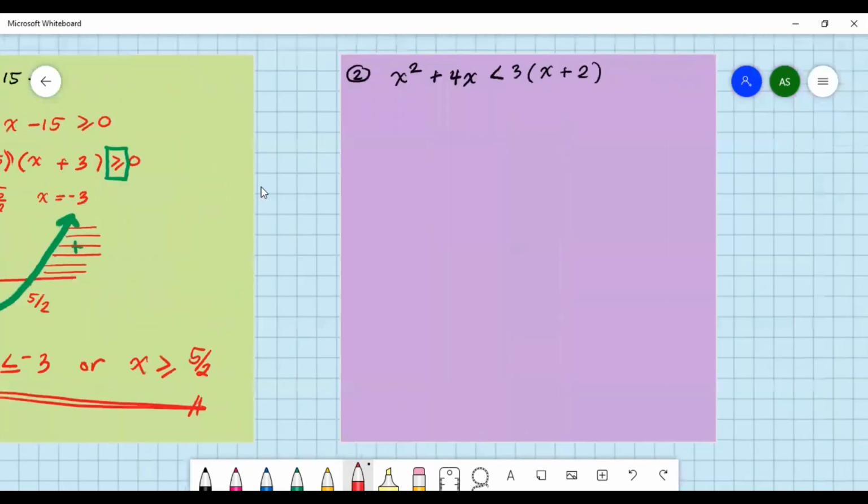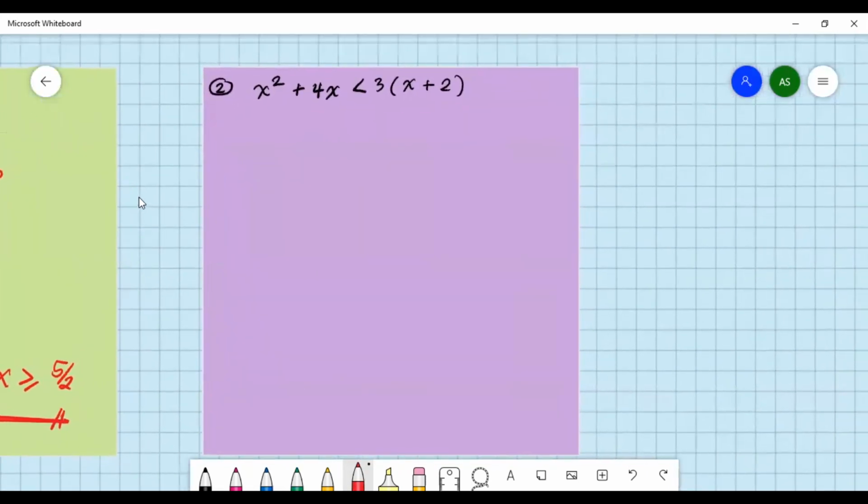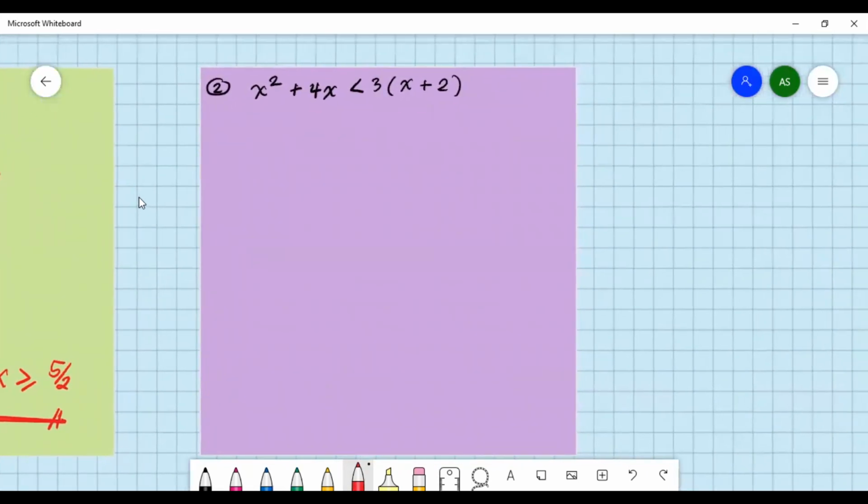All right. Now for question number 2. You are given x squared plus 4x is less than 3 times the quantity x plus 2. Of course, what we need to do first is to simplify the one in the bracket. So we distribute 3 so that we can remove the bracket symbol, giving 3x plus 6. And as I mentioned earlier, make sure that the right side of your inequality is 0.